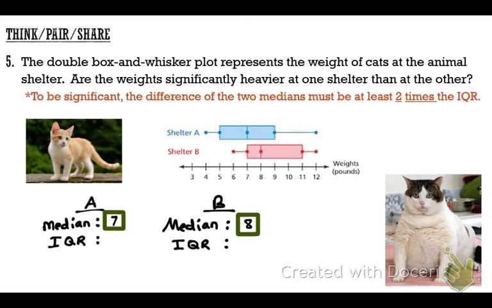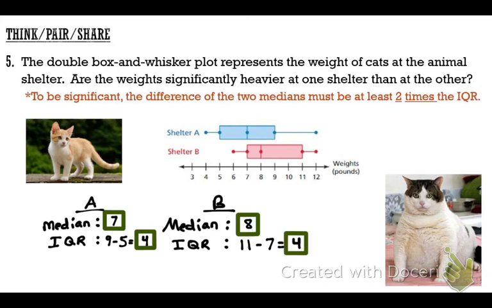IQR. Isaac, what'd you get for the IQR for A? I got 4. 4 is correct. Okay, we take 9 minus 5, which does equal 4. And then, Reese, what'd you get for the IQR for B? 4. 4 also, very good. 11 minus 7 equals 4.